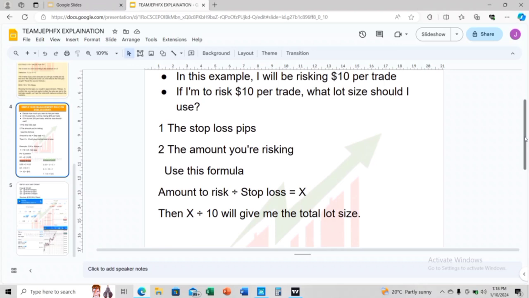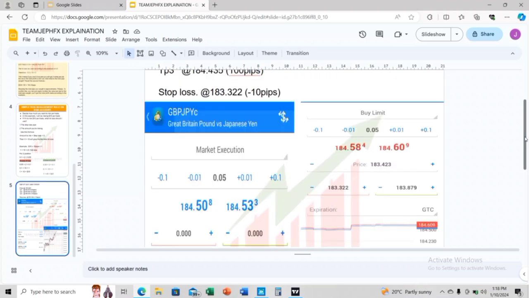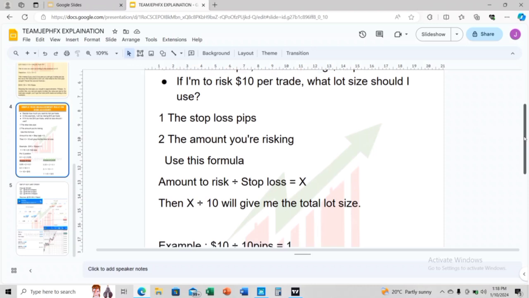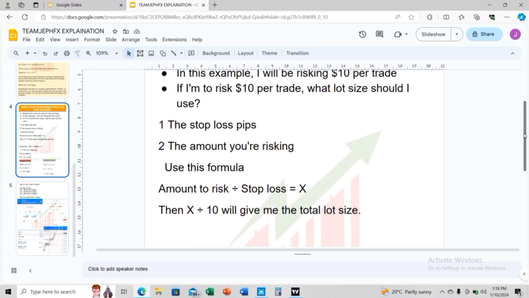Now, having known these two things, you are now going to use the formula: amount to risk divided by stop loss. Whatever you get there, we'll label it as X. Then that X divided by 10 will give me the total lot size I'm going to use. Don't get confused. You've done this before. Now let's quickly look into an example.